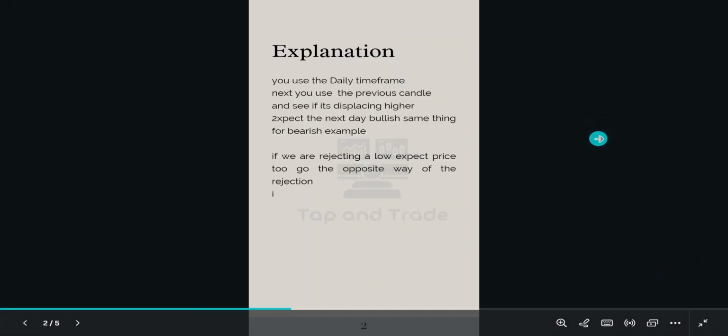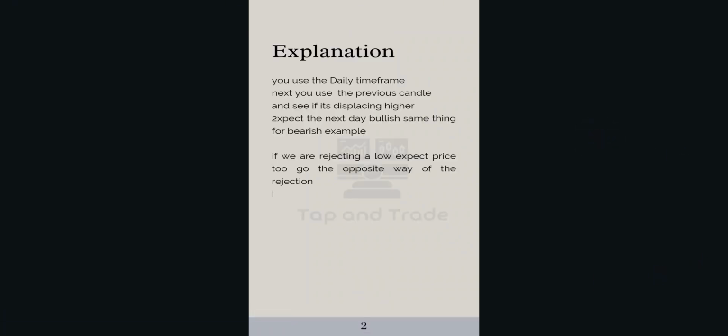It's going to be short, simple, easy, quick. Daily bias. It's a strategy that you use. First, you use the daily time frame. You hop on the daily time frame. Next, you use the previous day candle and see if it's displacing higher. Expect the next day to be bullish if it's displacing higher, and vice versa if it's bearish. If we're rejecting a low, expect the price to go in the opposite way of that rejection.